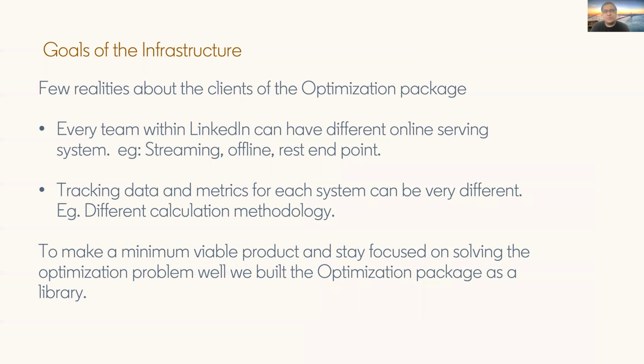So there are a few realities about the clients who are using this optimization package. Every team within LinkedIn can have a very different online serving infrastructure. Some teams use a streaming infrastructure, some of them may have a completely offline infrastructure, and some of them may have REST endpoints. The second aspect is the tracking data and the metrics for each system can be very different. Even though we have a centralized metrics aggregation system for most of the metrics within LinkedIn, certain teams may still have their different calculation methodology. And so in order to make a minimum viable product and stay focused on solving the optimization problem at hand, we built this package as a library.